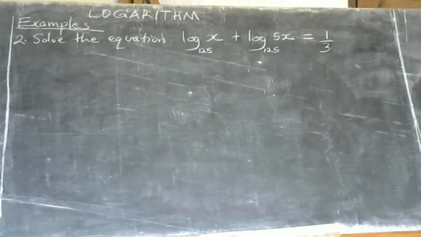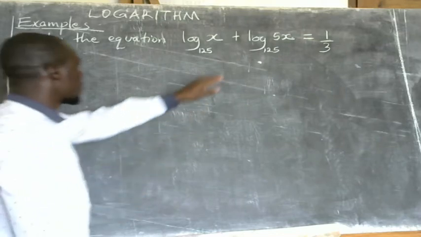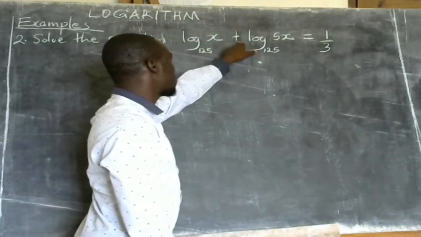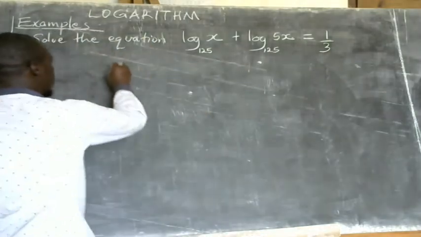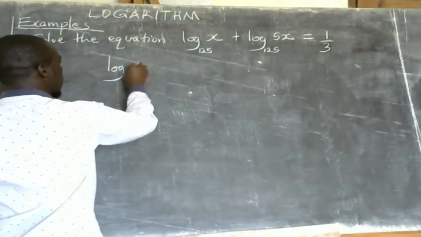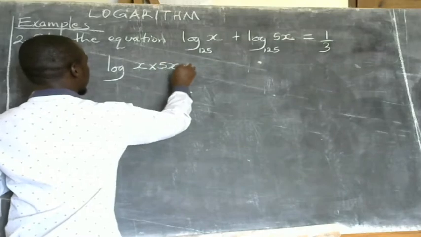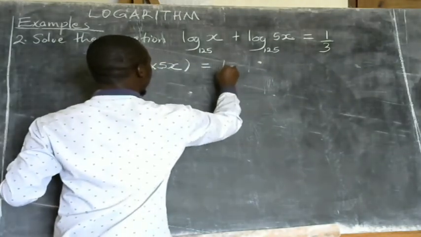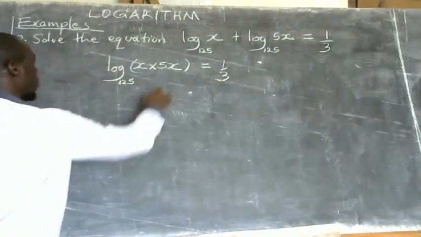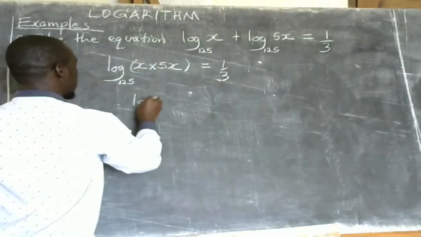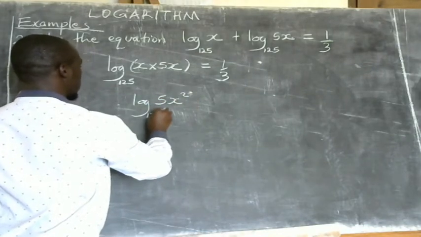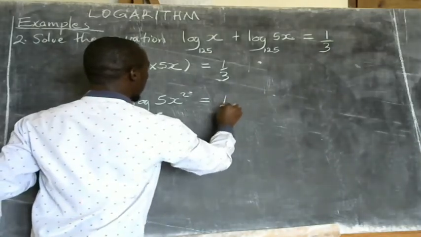Example 2, solve the equation. That one there. So what I'm going to do, this left hand side, since there is an addition, I'm going to write it as a single log. That is my log of x times 5x. The base is still the same, is equivalent to a third. So when I multiply there, I have log of 5x squared base 125 is equal to a third.